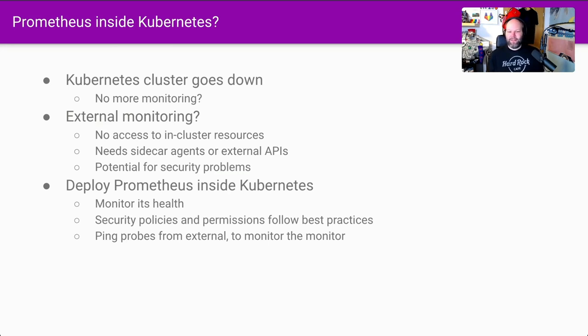The design is to run Prometheus in the Kubernetes cluster, use the security policies which are in there, communicate with specific API servers and other things, and follow the best practices with regards to permissions. If I need external monitoring, I can install ping probes to monitor the monitor, which I need to do with a traditional monitoring system already.